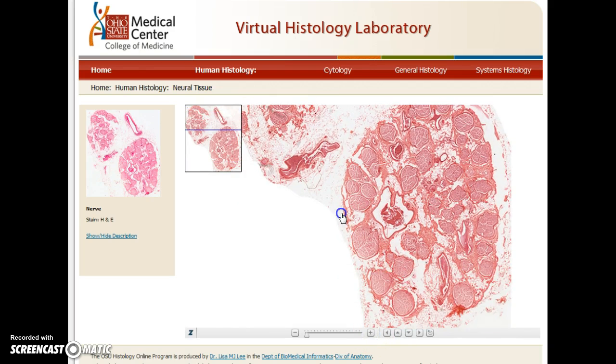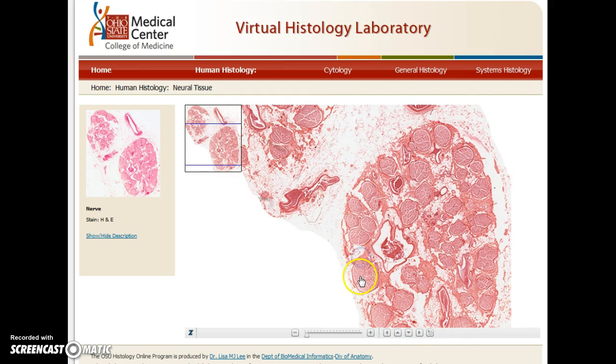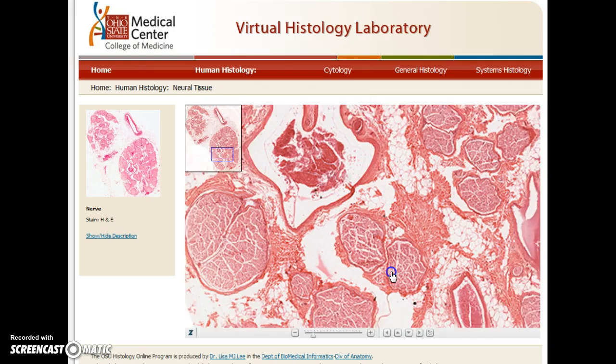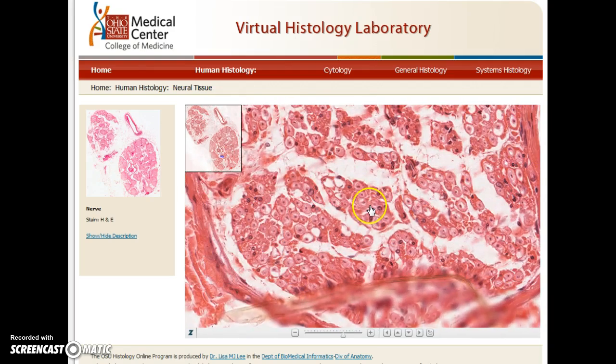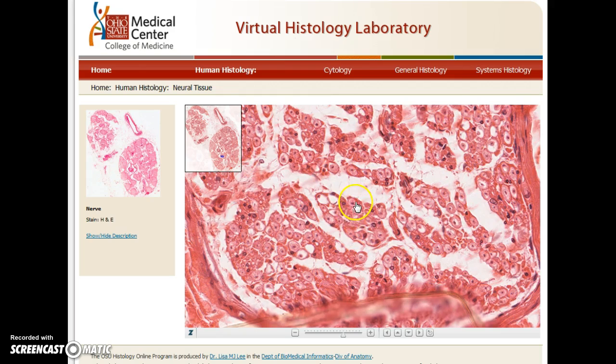And so as we can see here, this would be the nerve as a whole. And then I see a bunch of little individual, these are the fascicles inside. And then as I zoom in even farther, I'm going to be able to see that all of these little circles are the individual axons within the nerve.